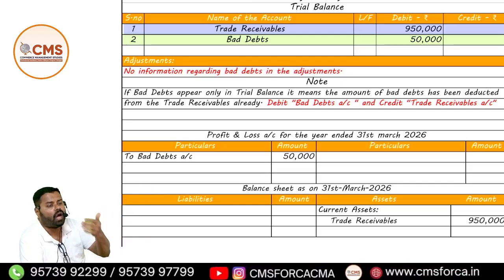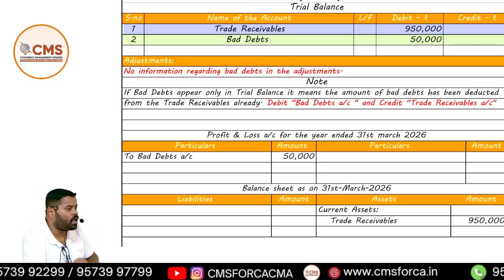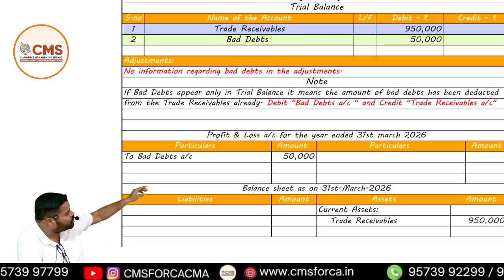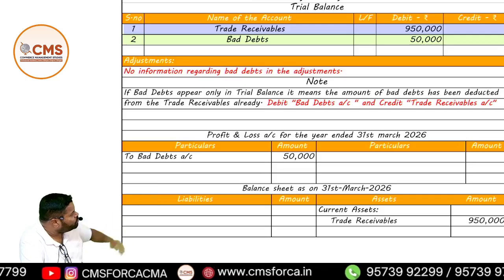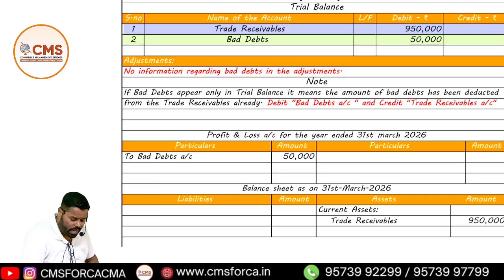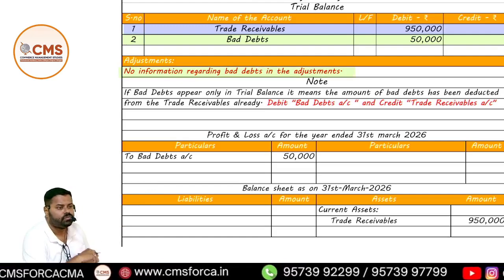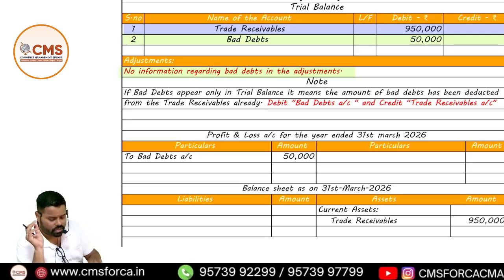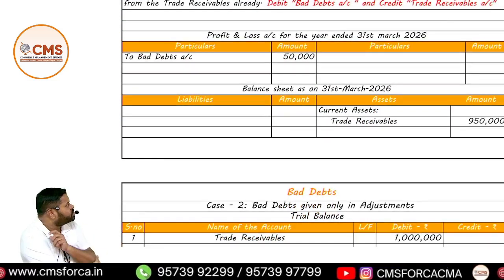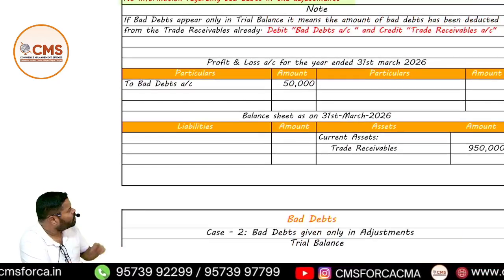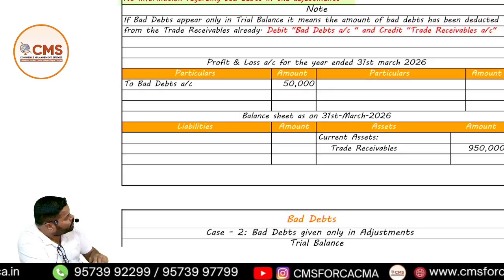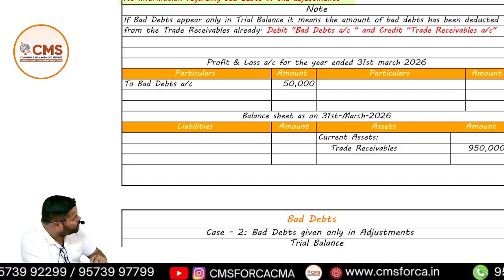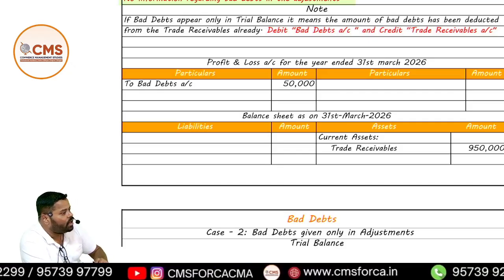So when you are 100% sure that you will not get the money, I have to write that as bad debts, and I wrote the entry as bad debts account debit to trade receivables. No information is there regarding bad debts in your adjustments anywhere, which means that bad debts are there only in your trial balance. And what will we do, and where will we write? Look at the note here. If bad debts appear only in the trial balance, it means that the amount of bad debts has already been deducted from the trade receivables. So debit bad debts and credit trade receivables.